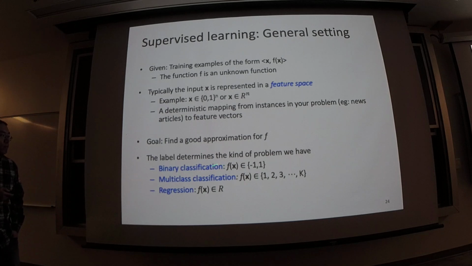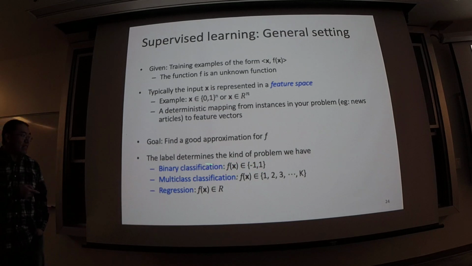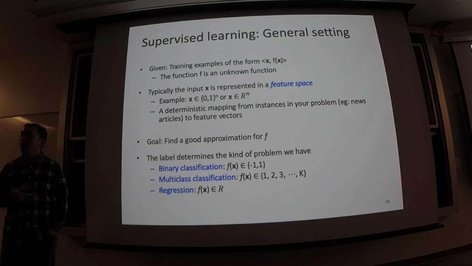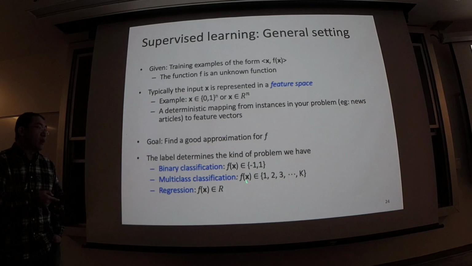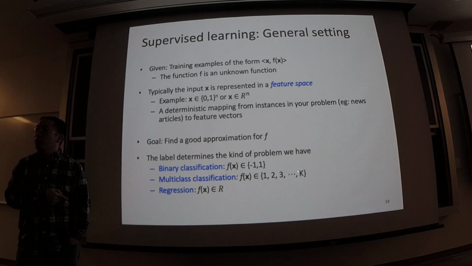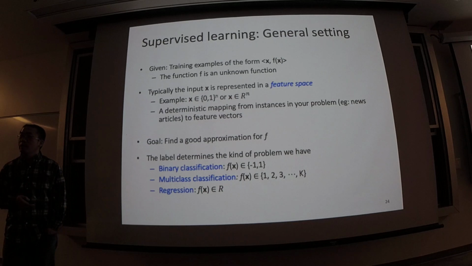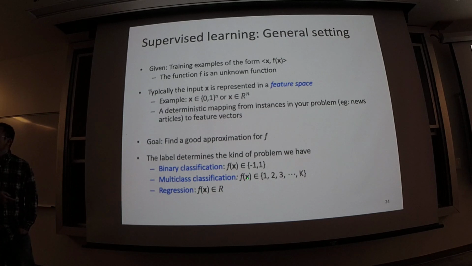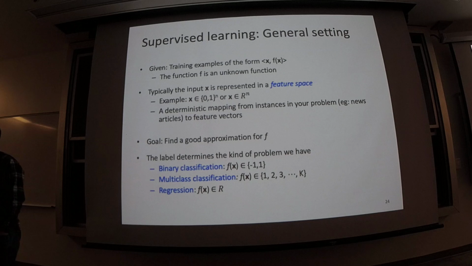If your label space just contains two labels, like -1 and +1, then this task is called binary classification. If your label space consists of finite discrete labels, this is called multi-class classification. If your label space is continuous, say a real domain, right? Then this task is called regression.